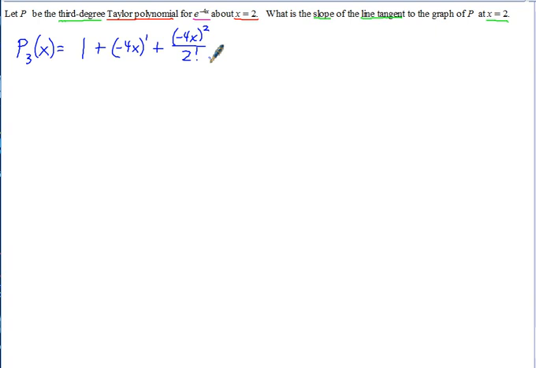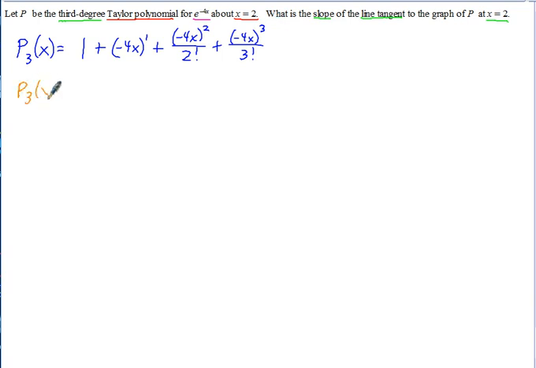A third degree Taylor polynomial, you gotta keep going. This is second degree. Remember, degree refers to the highest exponent. So one more term, negative 4x cubed over 3 factorial. So there's our third degree Taylor polynomial. We'll stop with an exponent of 3. And let's go ahead and simplify this first.